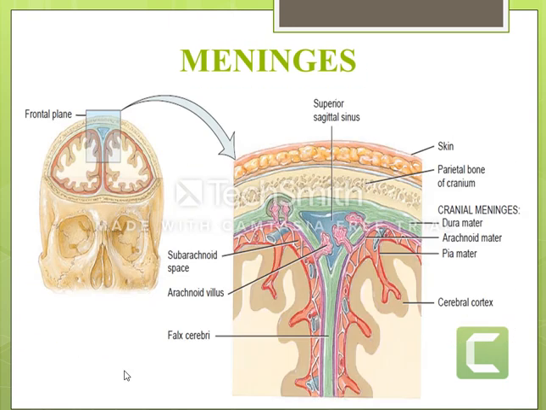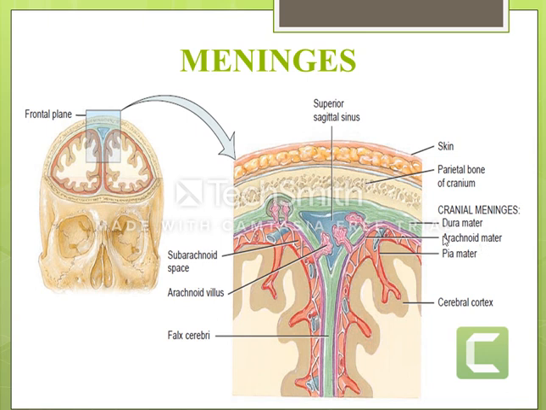See this picture. So this is the dura mater, and see this dura mater which forms the falx cerebri. What is the main function of the falx cerebri? It separates the two hemispheres of the cerebral cortex. So the right and the left hemispheres are separated by this falx cerebri, and this falx cerebri again forms the superior sagittal sinus.